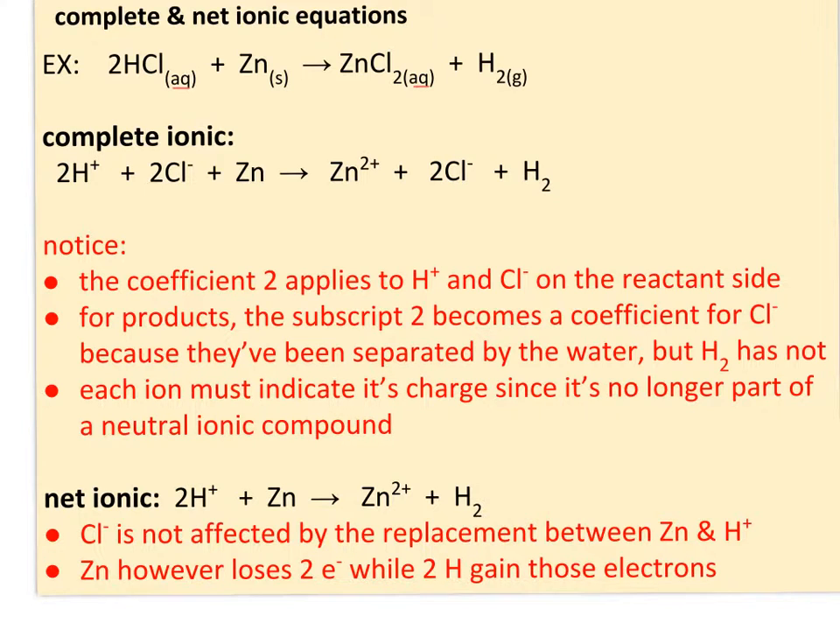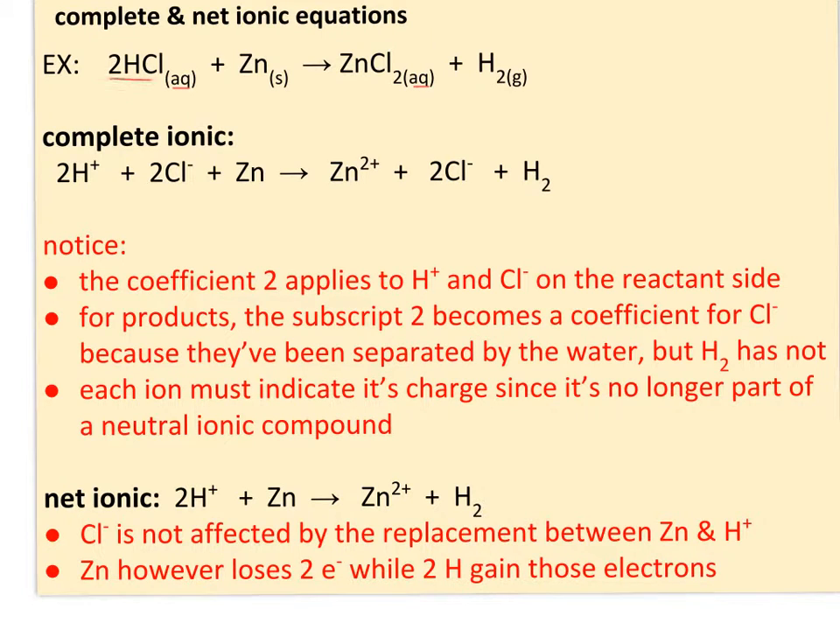Really what you've got going on there is you've got 2 hydrogen ions and 2 chlorine ions from the HCl. You've got zinc atoms in their solid form. And when you get done, you have zinc ions, well, 1 zinc ion in the ratios here, with 2 chlorine ions, and then the hydrogen gas. So notice the coefficient 2 applies to both H plus and Cl minus on the reactant side, but on the product side, the subscript 2 is only the coefficient for Cl minus, because the 2 Cl minuses are going to be separated by water, but the hydrogen, being a gas, is still just H2.